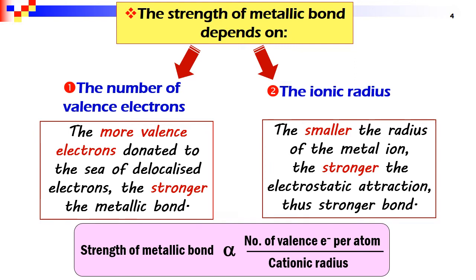So we come up with a general statement that the strength of metallic bond is actually directly proportional to the number of valence electrons per atom and inversely proportional to the cationic radius.